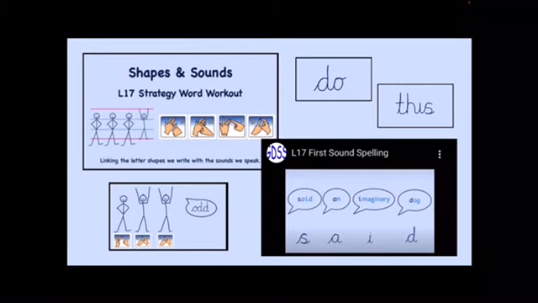And you can see here we have the word this. And this word explains why we are calling it first sound spelling. Because the first sound in this is v, and we need the letters T and H. We don't separate them.